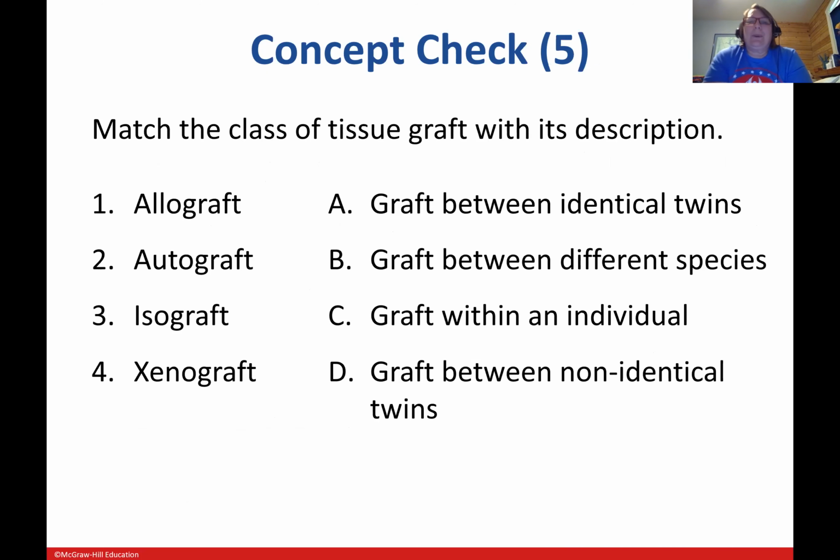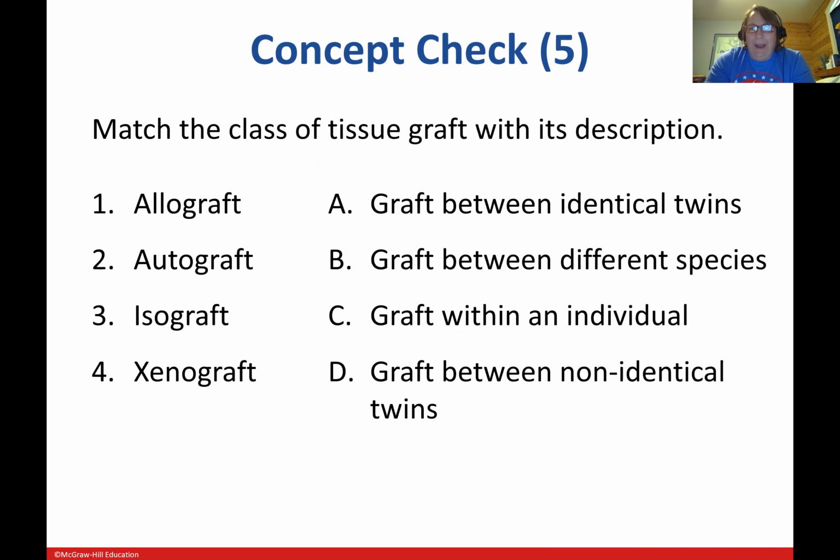Okay, so concept check here. Match the class of tissue graft with the description. So the allograft is from a non-related donor within the same species. Okay, so a D would be the right solution for that one.